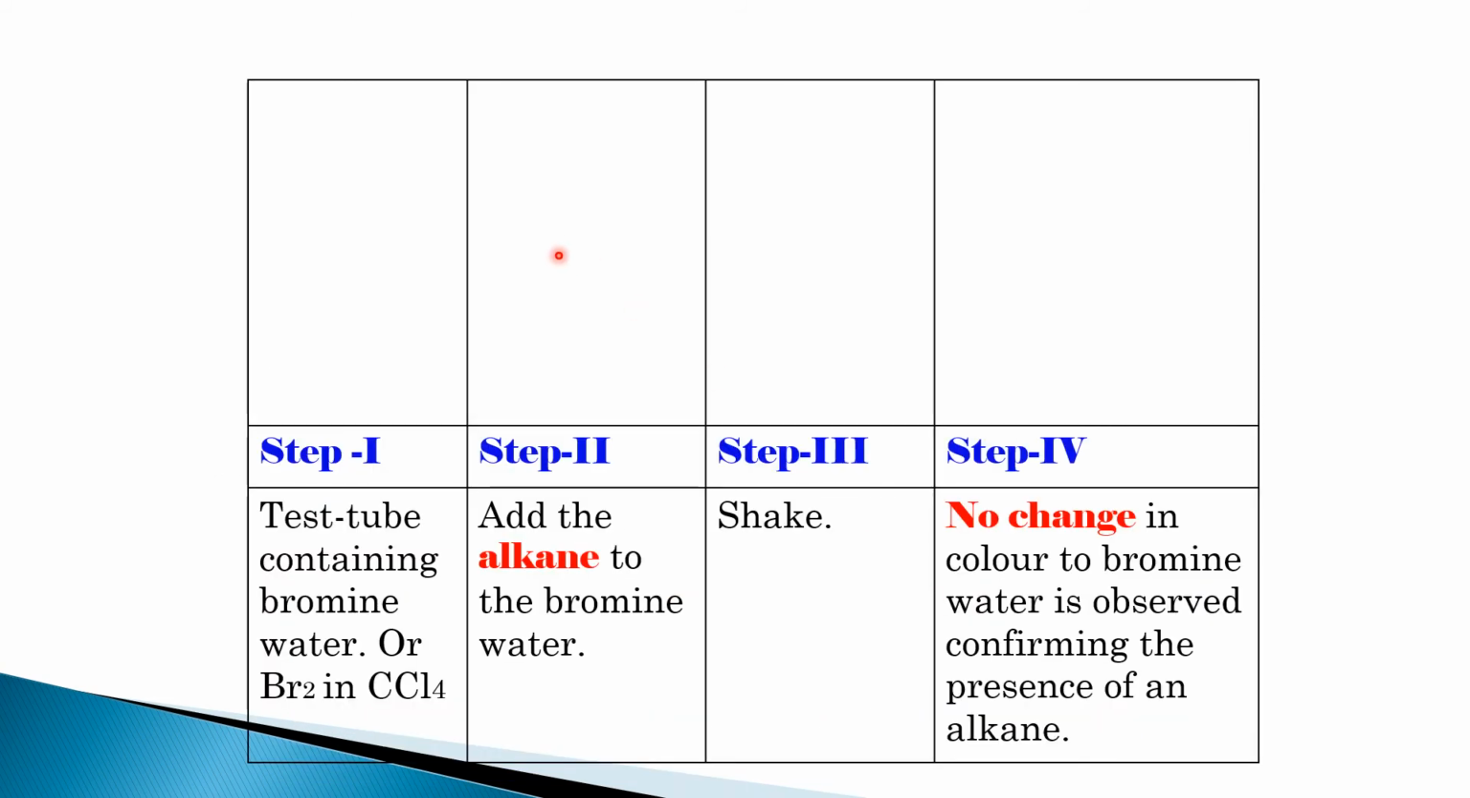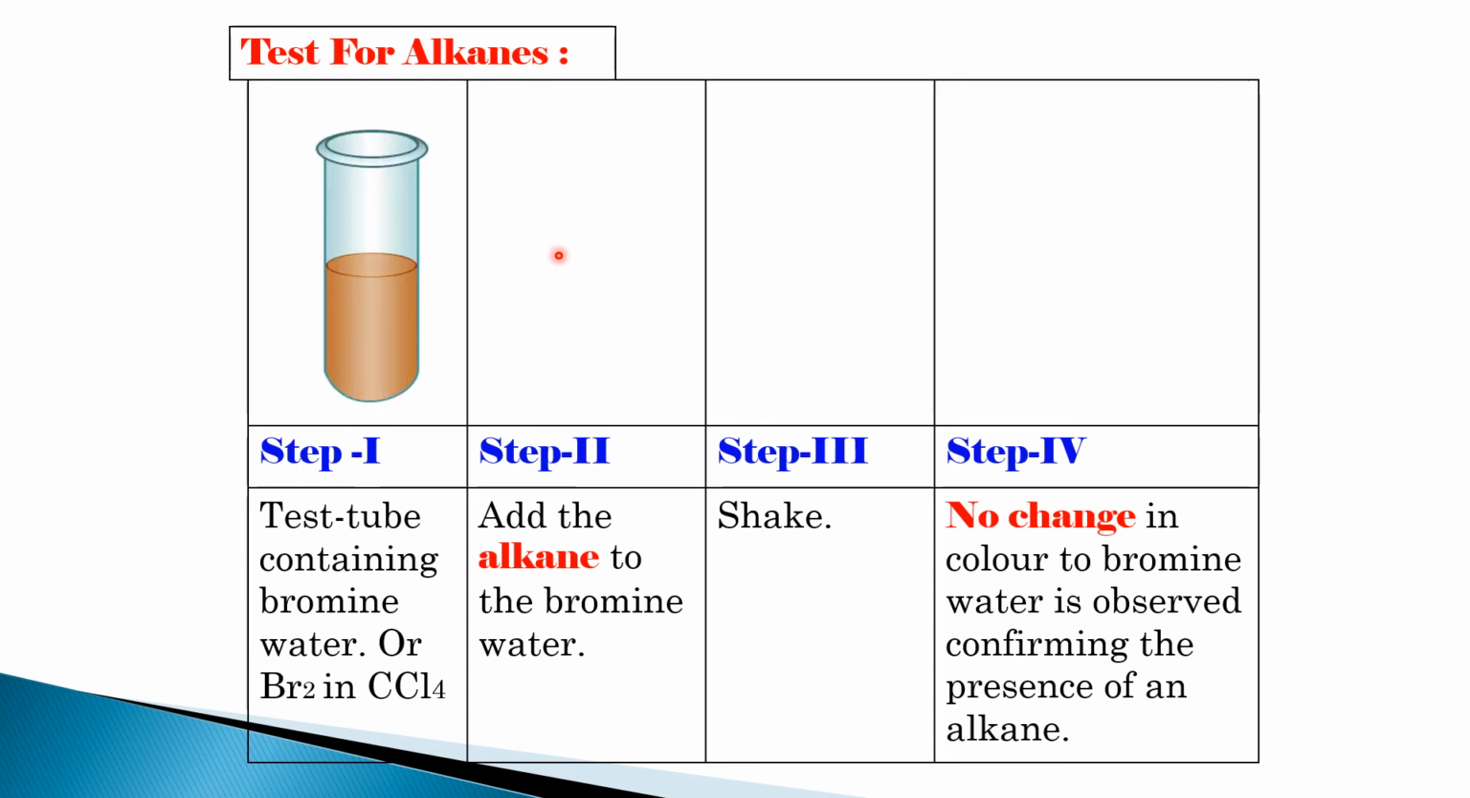Then, test for alkanes. Step first, a test tube containing bromine water or Br2 in CCl4.